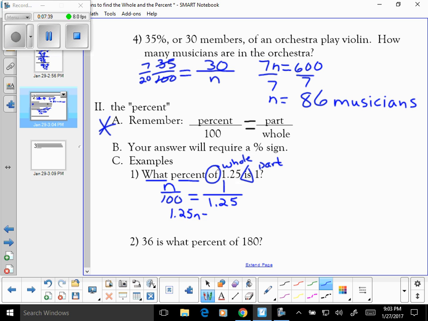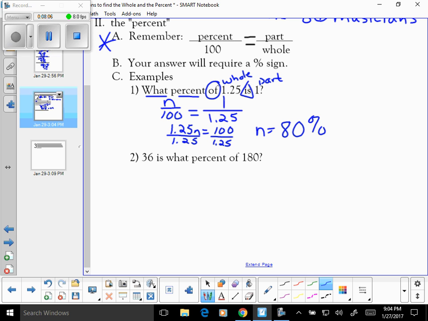1.25n equals 100. Now again, right away you should recognize, ding, ding, this is an equation. Divide both sides by 1.25. I'm going to have to go over here for my answer. N equals 80. Think. We're trying to find the percent. So I need a percent sign. All right, at this time, I want you to hit pause, and you do example 2.